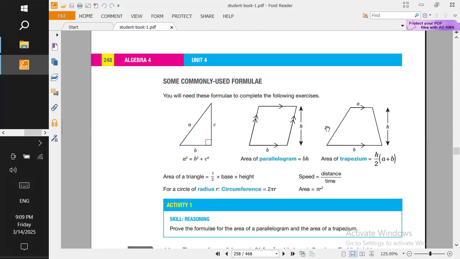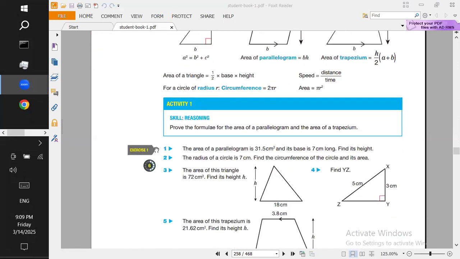Same idea here. Area of a triangle is half base times height, and speed is distance over time. Area of a circle is pi r squared, and the circumference of a circle is 2 pi r. Now, basically, you're supposed to know all the formulas here, so we can use them to answer questions.